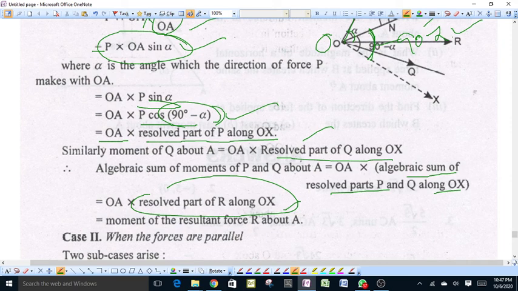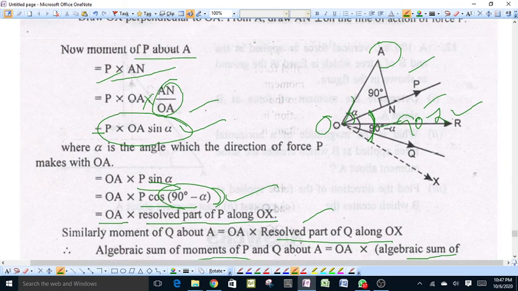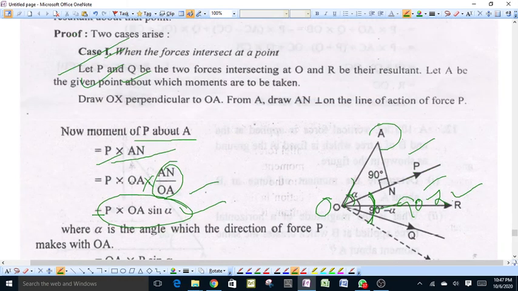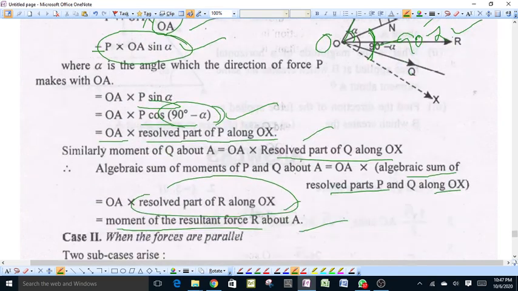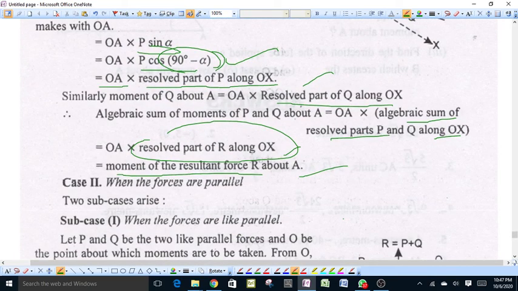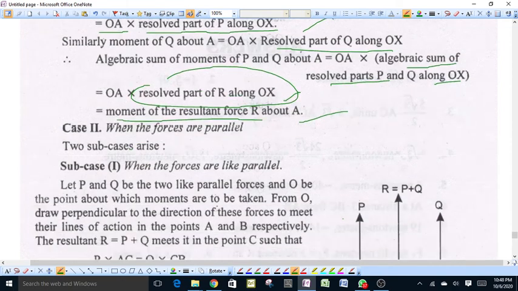OA into the resolved part of R along OX will be equal to the moment of the resultant force R about A. This means for two intersecting forces P and Q, the algebraic sum of moments of these two forces P and Q about A will be equal to the moment of their resultant about the same point A. Now we take the second case, when forces are parallel.